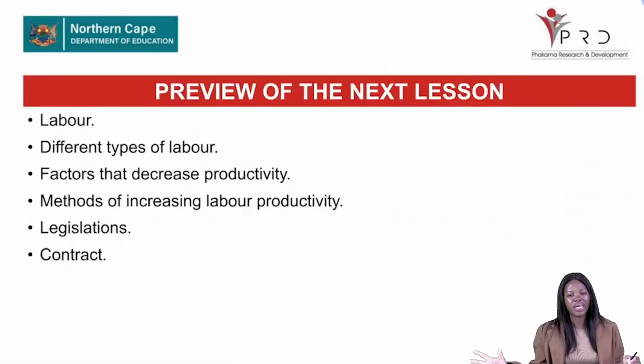Now, let us do just a small preview of our next lesson. Remember, we are not done with our production factors. We are still doing production factors. And on our next lesson, our main focus will be on labor, right? On the work done, right? We will be discussing different types of laborers, factors that decrease labor productivity, methods of increasing labor productivity, legislations, and also the contract, right? So when we come back, just look at these before our next lesson, and then you will have a better understanding when we come back.